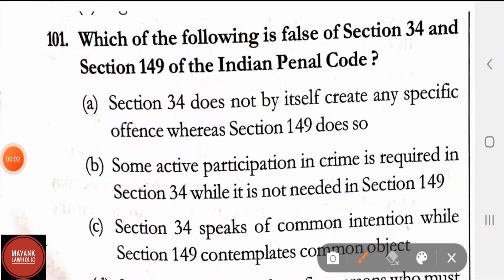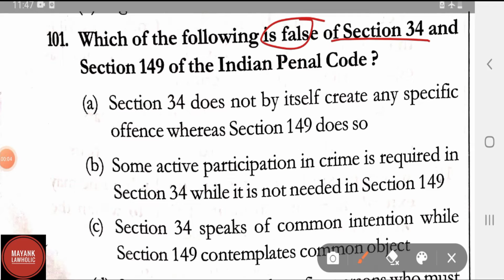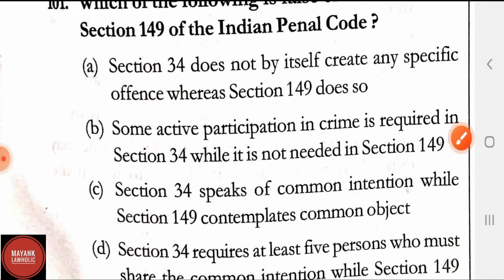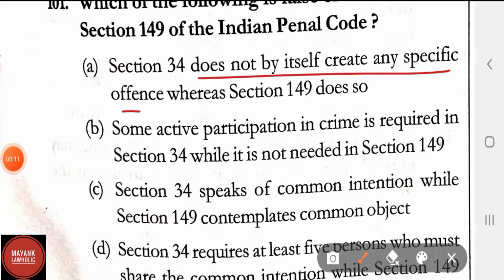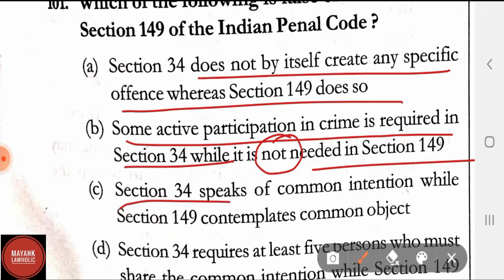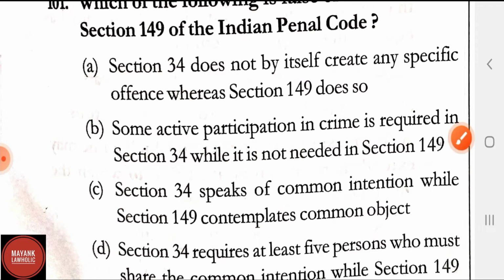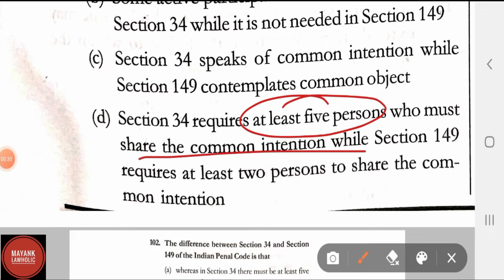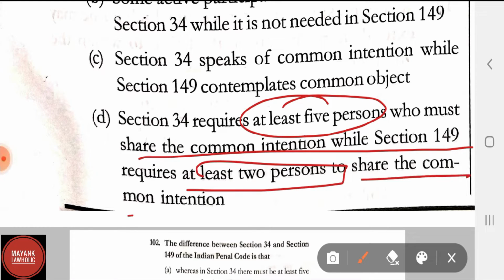Question number 101. Which of the following is false of section 34 and section 149 of IPC? Option A. Section 34 does not by itself create any specific offence, whereas section 149 does so. Option B. Some active participation in crime is required in section 34 while it is not needed in section 149. Option C. Section 34 speaks of common intention while section 149 contemplates common object. Option D. Section 34 requires at least 5 persons who must share the common intention while section 149 requires at least 2 persons to share the common intention.